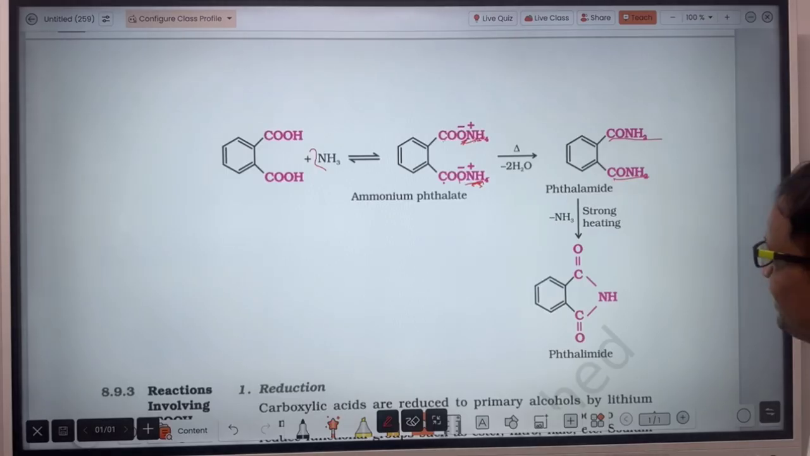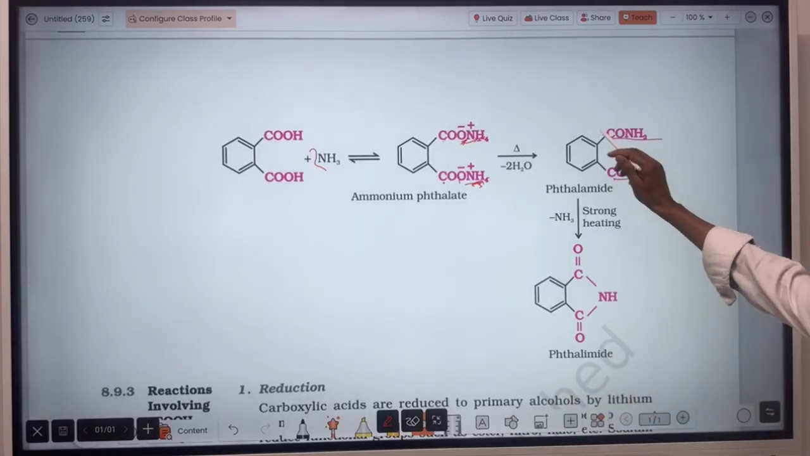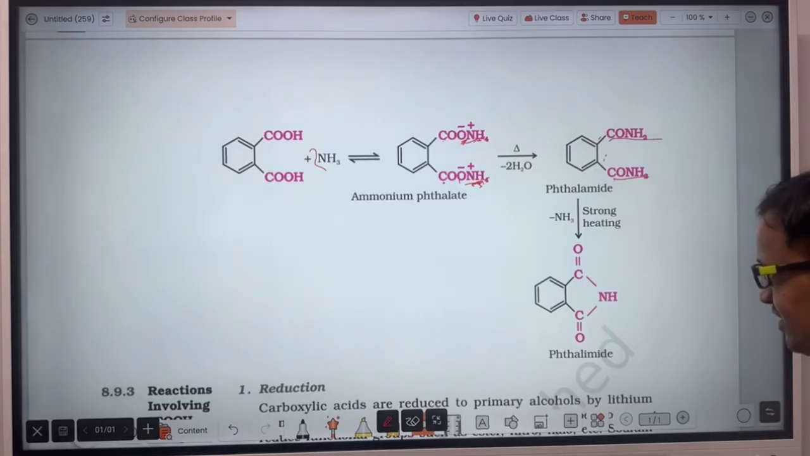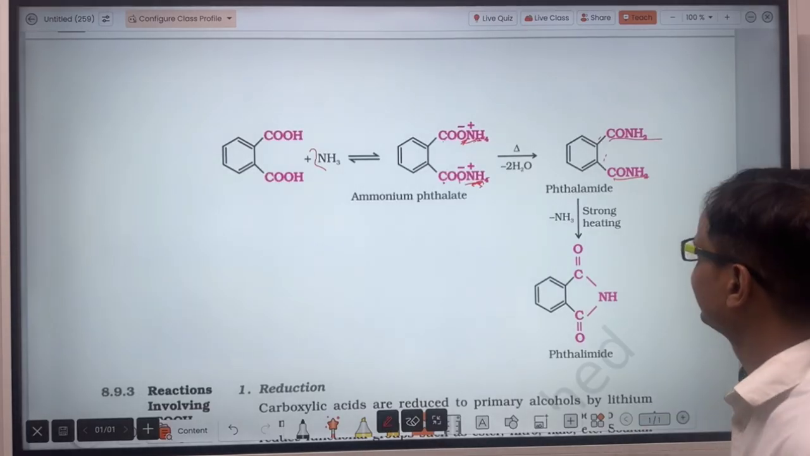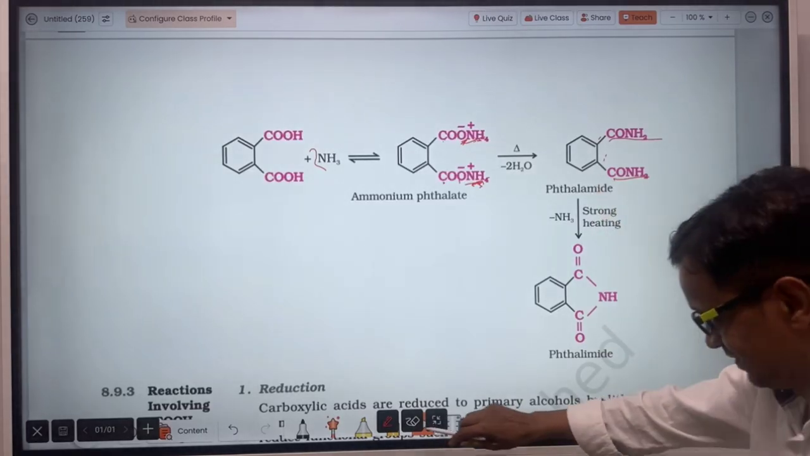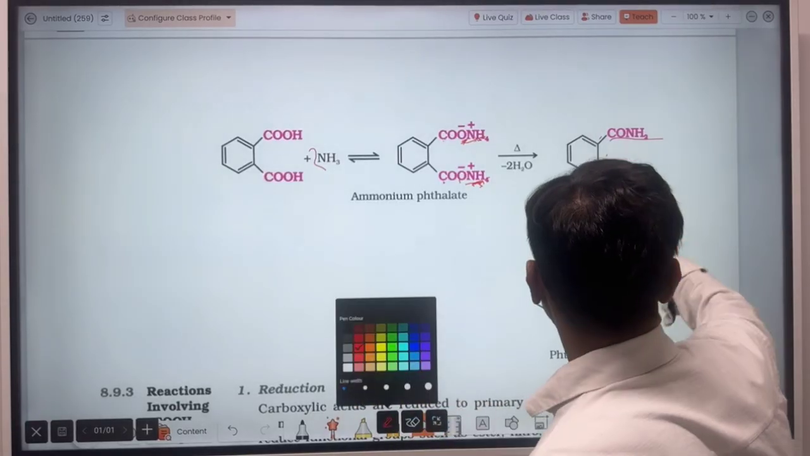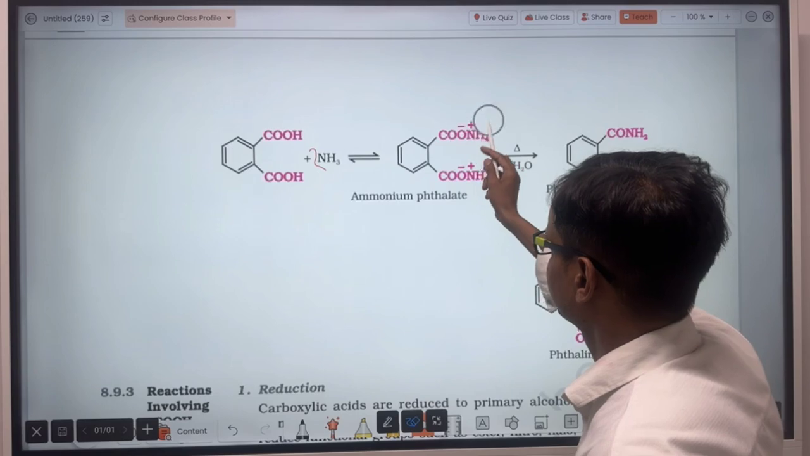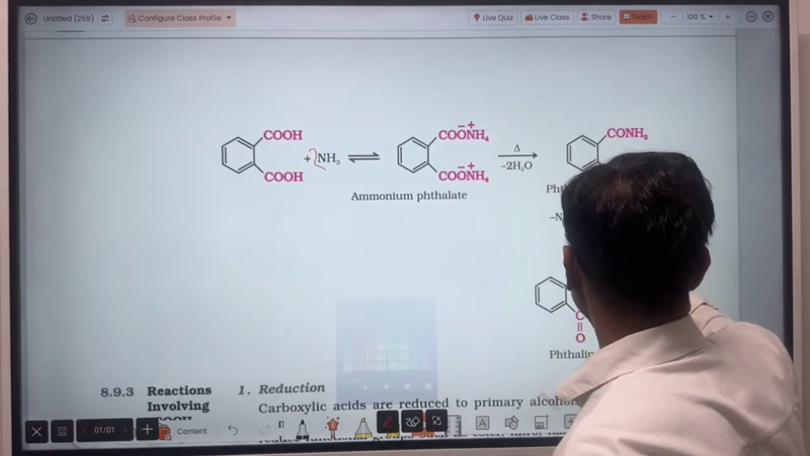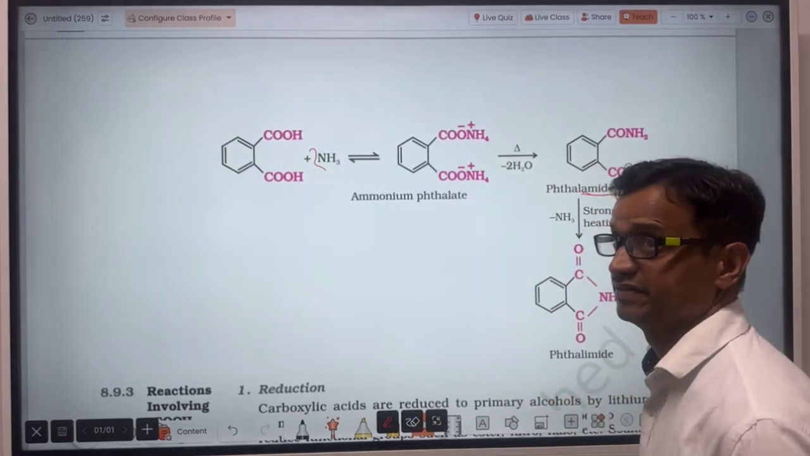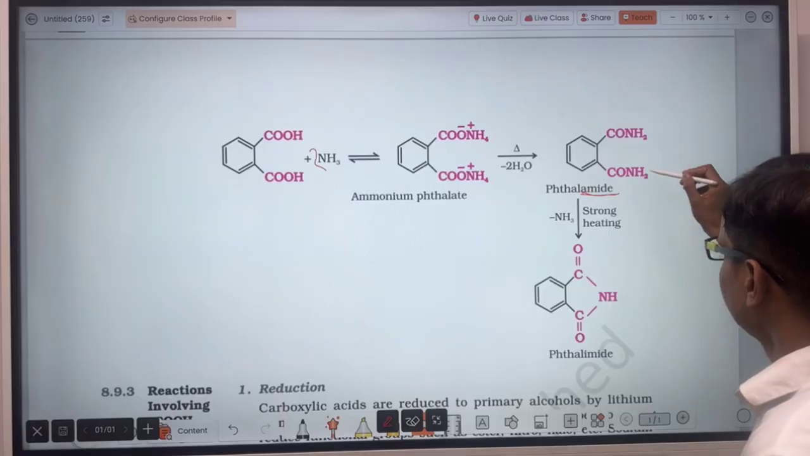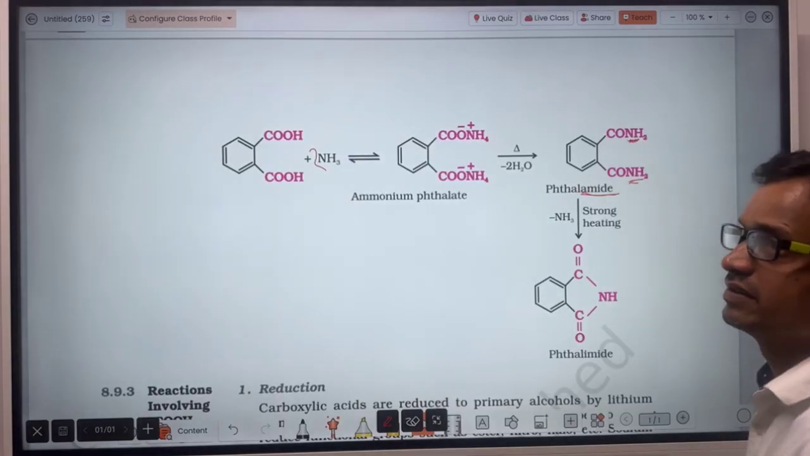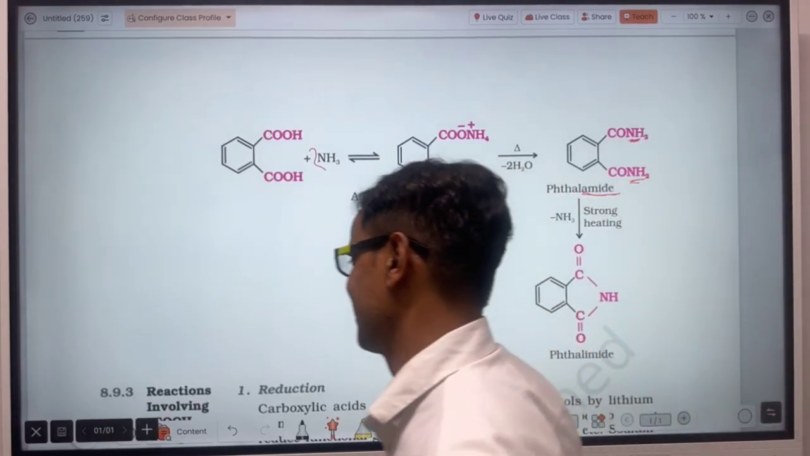Its IUPAC name will be benzene-1,2-diamide, but the common name is phthalamide. Keep in mind here the common name is phthalamide. Amide it is, A-M-I-D-E. After that, what happened? This NH2 will combine with one hydrogen of this NH2. Here I am showing the structure.